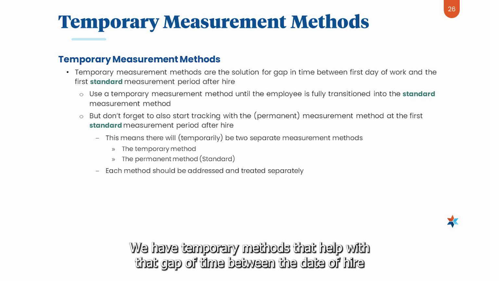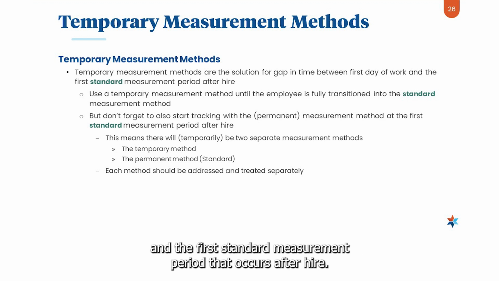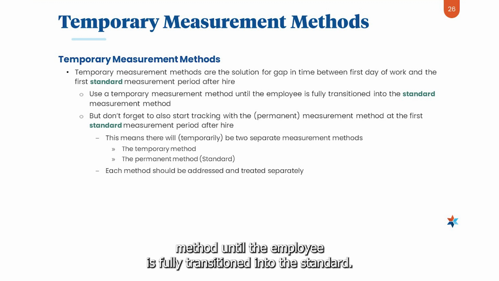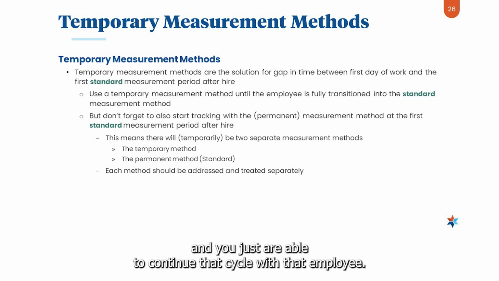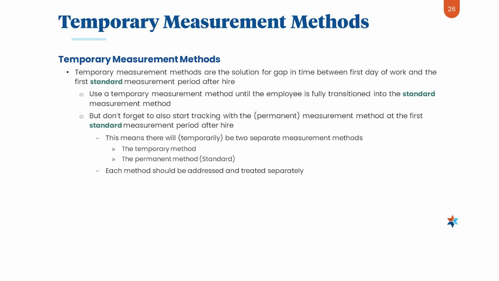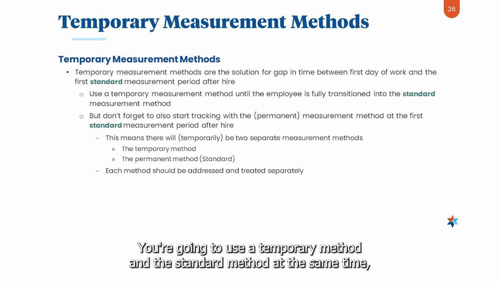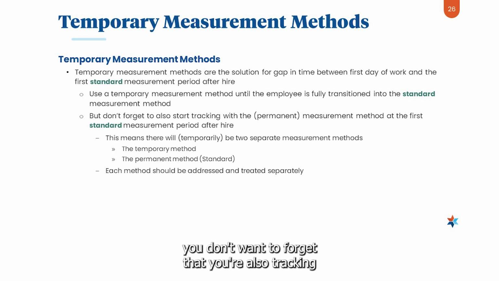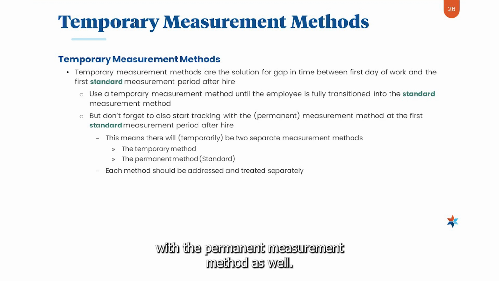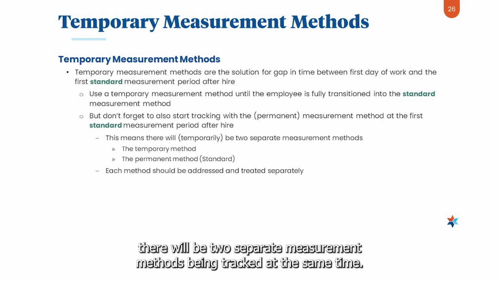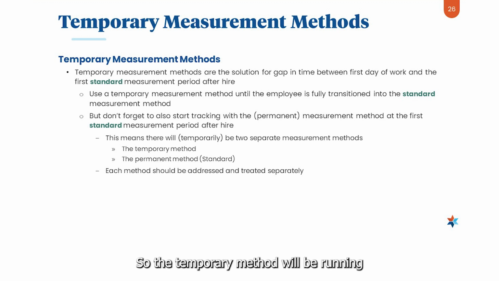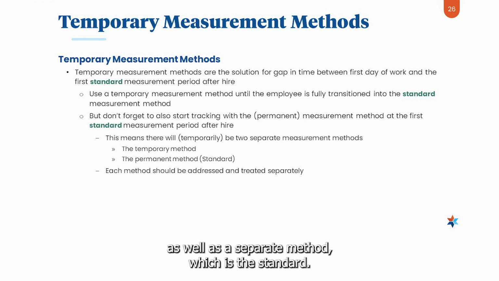We have temporary methods that help with that gap of time between the date of hire and the first standard measurement period that occurs after hire. You're going to use that temporary measurement method until the employee is fully transitioned into the standard. Then you drop the temporary method and just continue that cycle with that employee. You're going to use a temporary method and the standard method at the same time. You don't want to forget that you're also tracking with the permanent measurement method as well. So this means there will be two separate measurement methods being tracked at the same time. The temporary method will be running as well as a separate method, which is the standard. So each method should be addressed and treated separately.